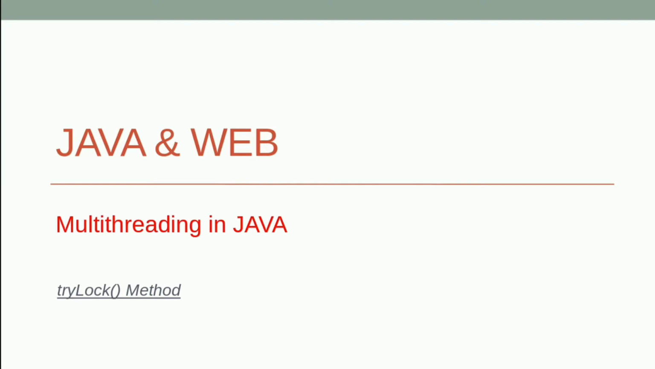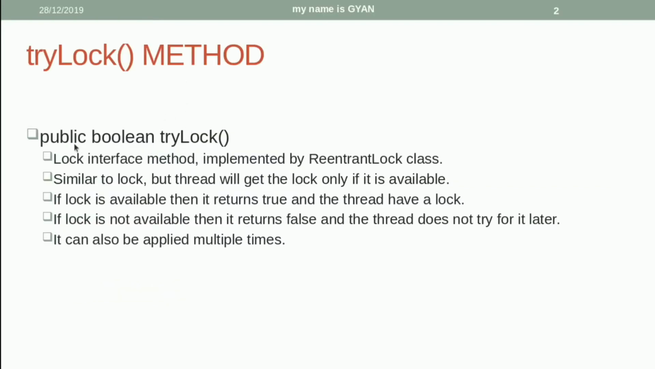Namaste everyone, I am Gyan and you are watching session 20 of Java and Web, Multithreading in Java. The tryLock method is a public and boolean method. The tryLock method is present in the Lock interface and implemented by the ReentrantLock class. We know that the ReentrantLock class implements the interface Lock. Therefore, the tryLock method, which was actually present in the Lock interface, is implemented by the ReentrantLock class.